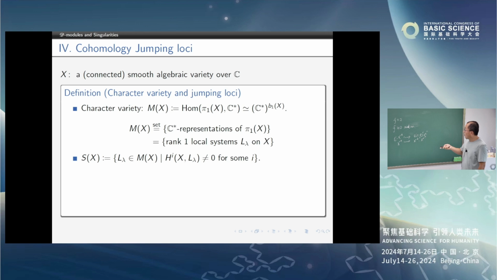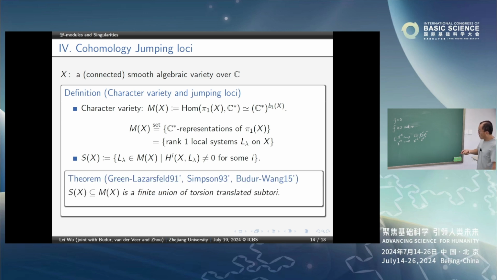by requiring the cohomology, by generic vanishing, to be nonvanishing. They must be vanishing generically, so it's a proper subset. Okay. And then Arapura, Simpson and Budur proved a closer result of this, so that this jump locus S_X is a finite union of torsion translated subtori.